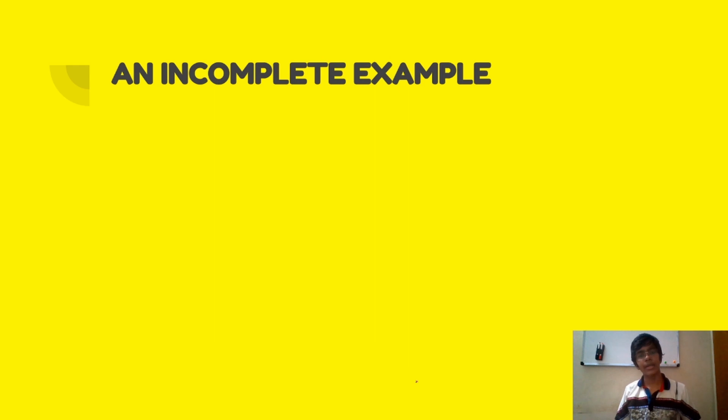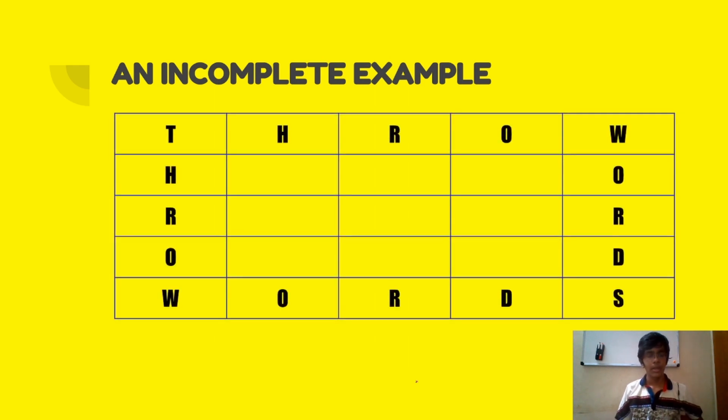Let us look at an incomplete example. So imagine that at the place of T on the leftmost side, there is number 1. And in the number 1 clue, you are being given a clue for the word "through." If you figure out what the clue denotes, you have to write it both horizontally as well as vertically. As you can see, "through" is written horizontally as well as vertically.